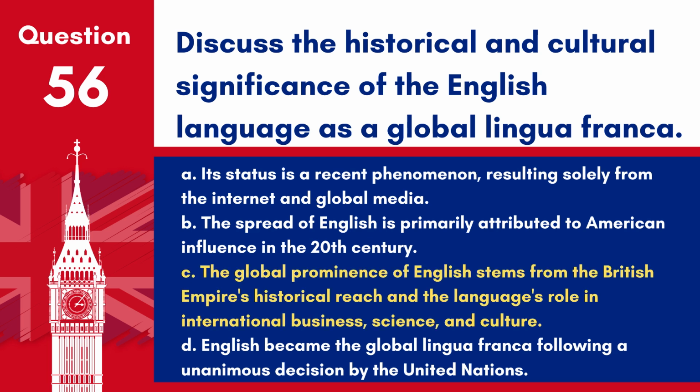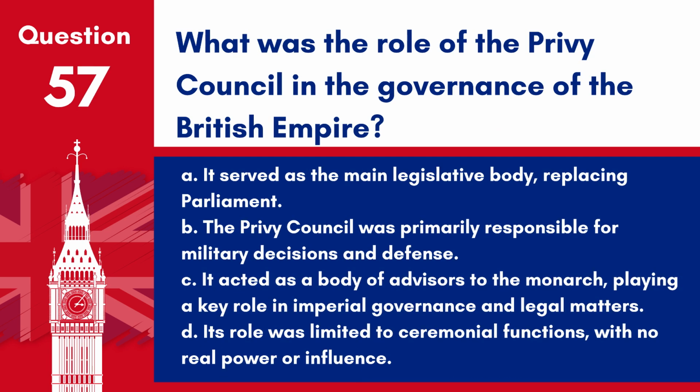Answer C. The global prominence of English stems from the British Empire's historical reach and the language's role in international business, science, and culture. This widespread use reflects centuries of colonialism, trade, and cultural exchange. Question 57. What was the role of the Privy Council in the governance of the British Empire?